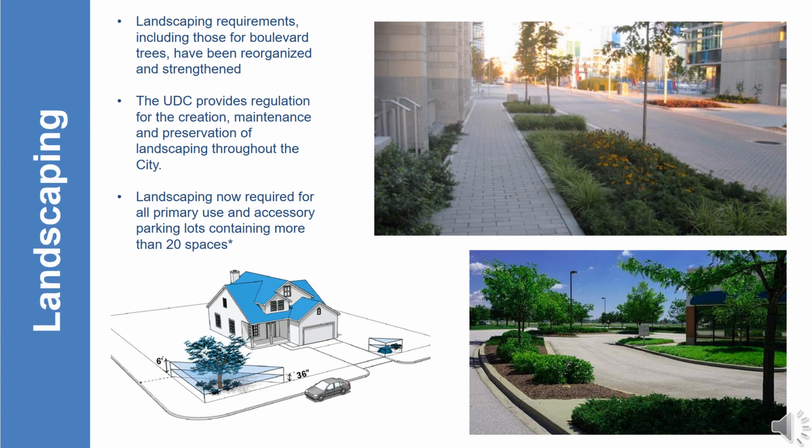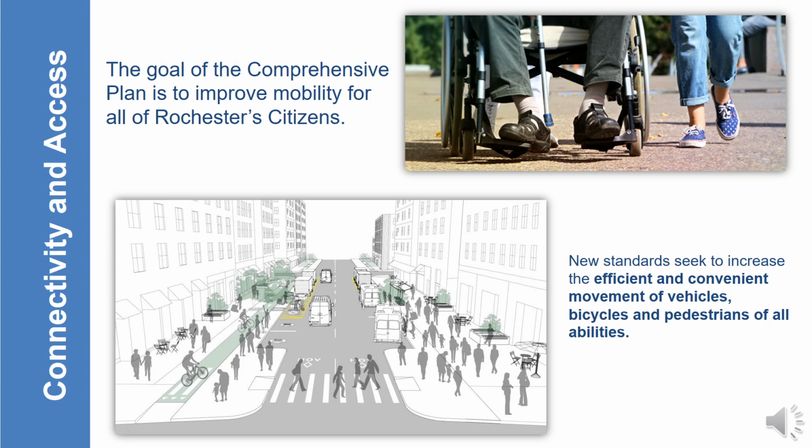Connectivity and access. The standards in this section of the ordinance implement the comprehensive plan's goal of improving mobility for all of Rochester's citizens. The current code has few standards for connectivity and circulation. The standards that are in today's code are often non-enforceable, using language like encouraged rather than required. These new standards seek to increase the efficient and convenient movement of pedestrians of all abilities, bikes, and vehicles by establishing clear standards for roadways, sidewalks, bikeways, and multi-use trails.